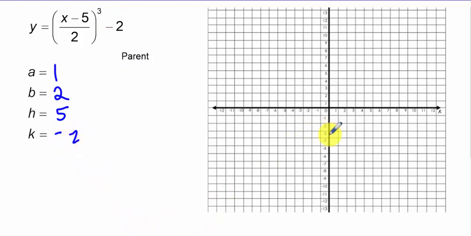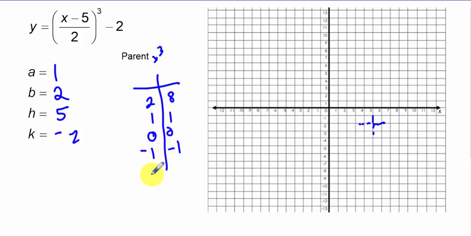So again, I'm going to take and go over 5, and I'm going to go down 2, put some crosshairs, marking that translated point. I'm going to identify the function as an x cubed function, and I'm going to write out the pattern for that. So we're going to go (2, 8), (1, 1), (0, 0), (-1, -1), and (-2, -8).